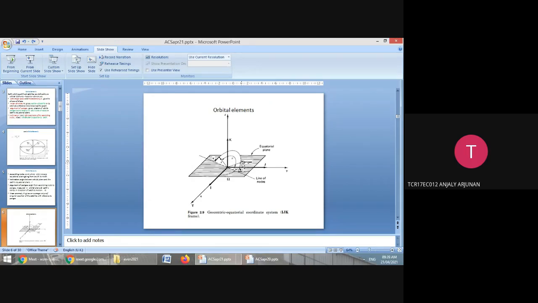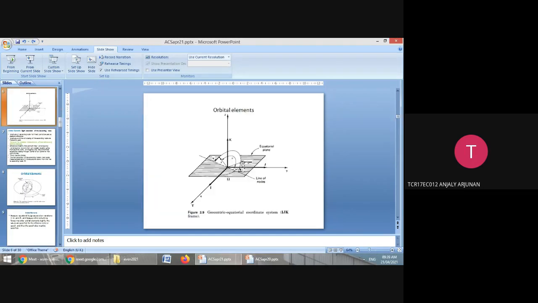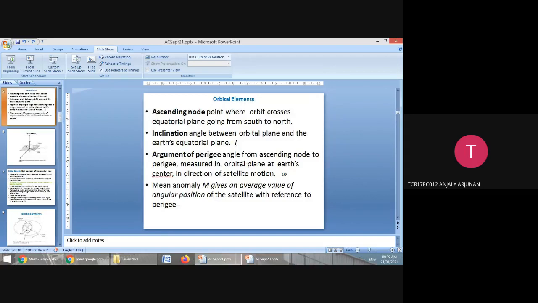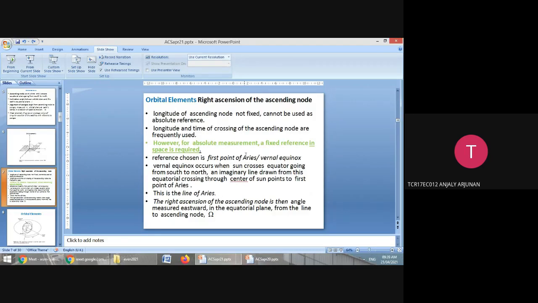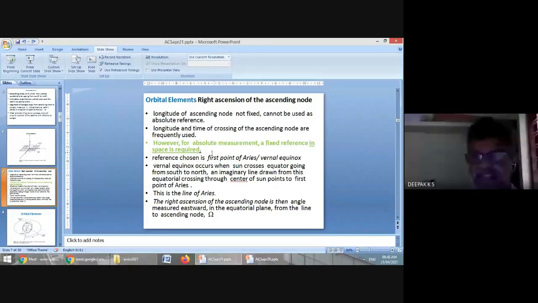Perigee is the point closest to Earth when the satellite orbits the Earth along the ellipse. Apogee is the farthest point. And there is a capital omega, that is the right ascension of ascending node, because the ascending node longitude is not fixed. Longitude is the east-west direction, so it cannot be used as a reference. Longitude and time together can be used as a reference, but some absolute reference in space is required.